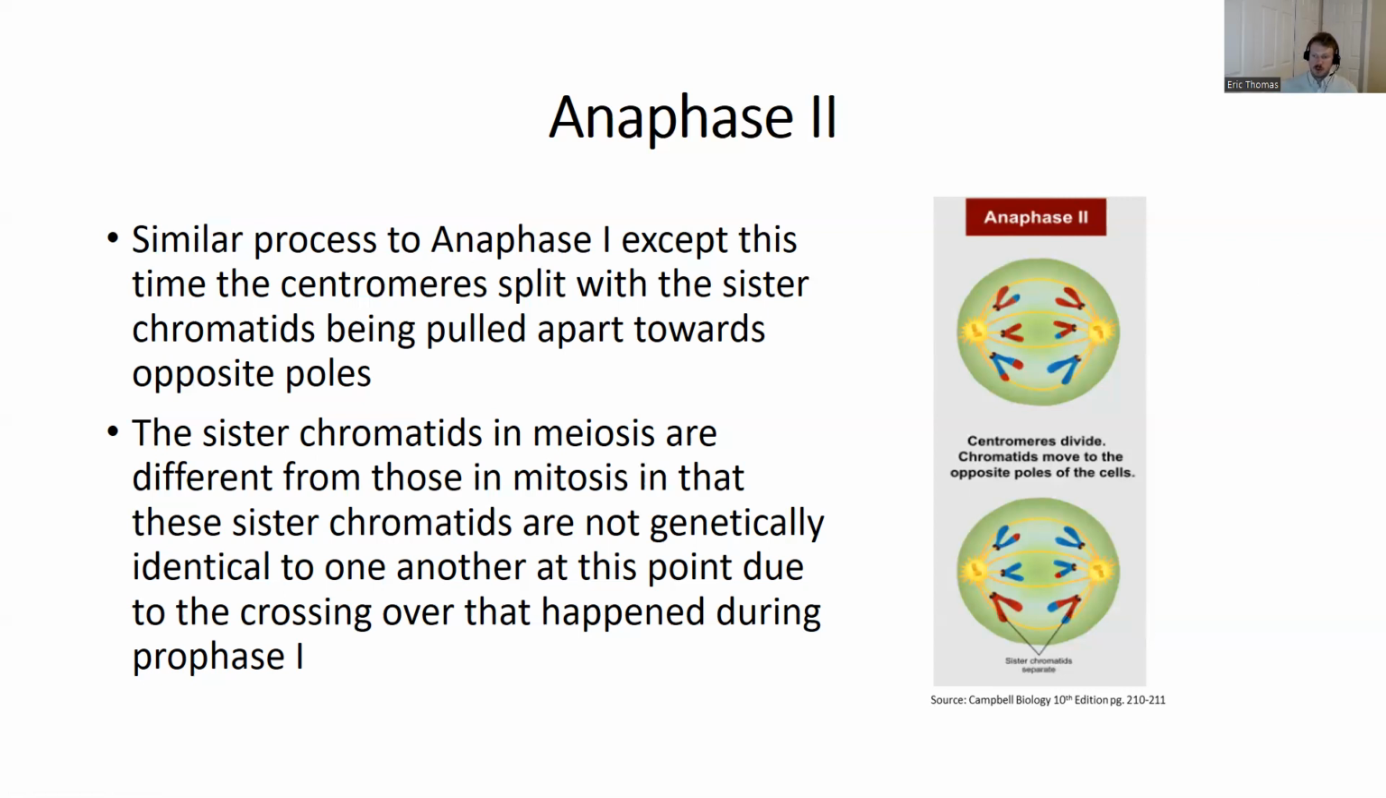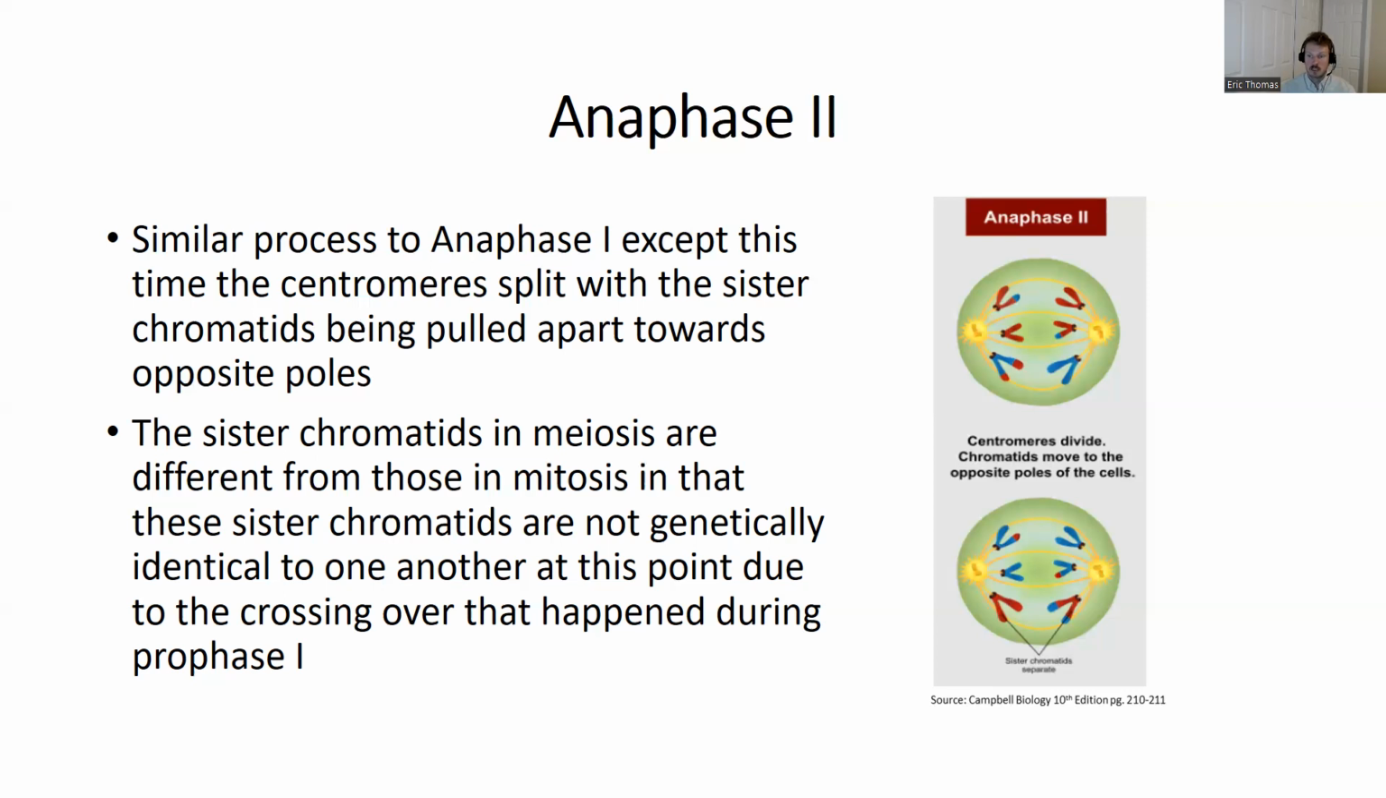Now, this is an important thing to note. When we talk about sister chromatids versus homologous chromosomes, homologs, one of the questions in homework 1 is, what is the difference between these two? Generally speaking, the major difference is that homologous chromosomes are not genetically identical to one another, whereas sister chromatids are. Right? Homologs is one chromosome from mom, one chromosome from dad. Chromatids are genetically identical replications of those chromosomes.